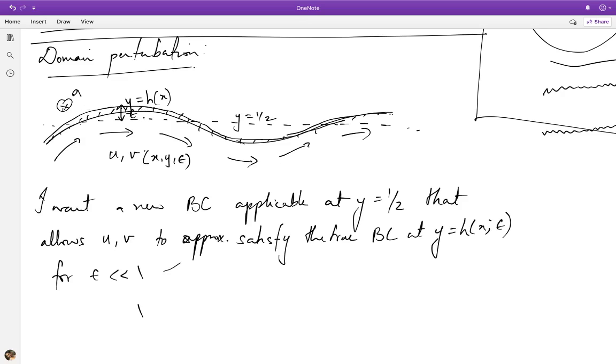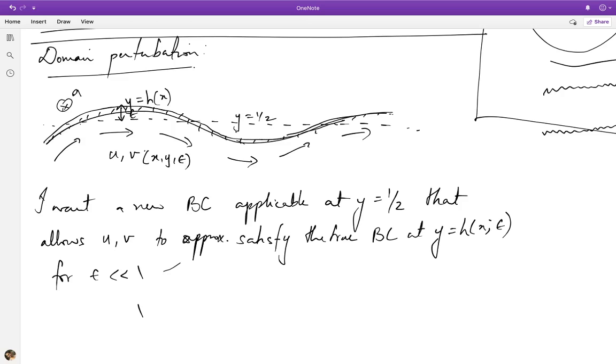So if epsilon is small, I can rewrite the values of y at the wall in terms of the values at the flat surface y equal to half in terms of a Taylor series, even though for some portions of the wall, y equal to half actually exists outside the wall. Right? This should not trouble us because of the idea of analytic continuation.